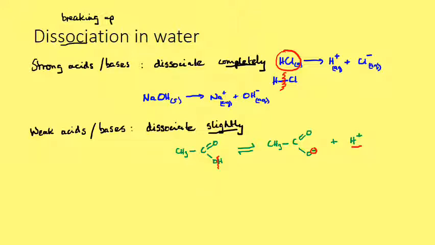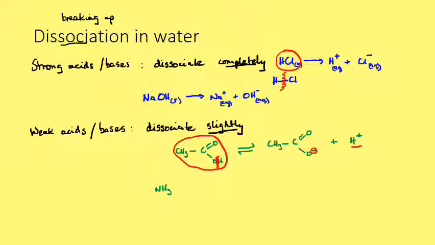Now, when we say dissociate slightly, what we mean is the bond that dissociates doesn't always dissociate. You've got lots of these molecules, the whole molecule there, that stay as they are, and only some of them lose their hydrogen ion, and that's why we say it's only dissociated slightly. Okay, looking at an example of a weak base, let's use ammonia, NH3.